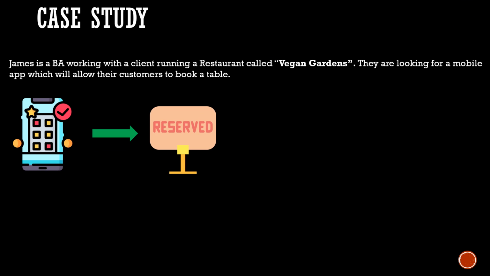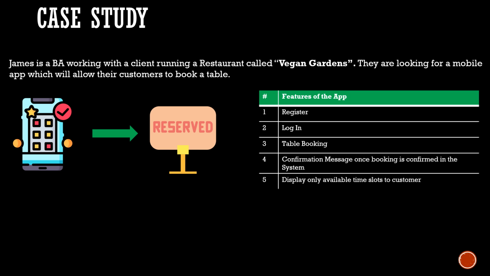Okay, let's start to look at a case study and build out a sample user story, which will help to understand this concept better. So James is a BA who's working with a client called Vegan Gardens. They're a restaurant and they're looking for a mobile app which will allow their customers to book a table. The features they are looking for are registration, login, table booking feature, confirmation message once the booking is confirmed, and also to display only the available time slots to the customer.